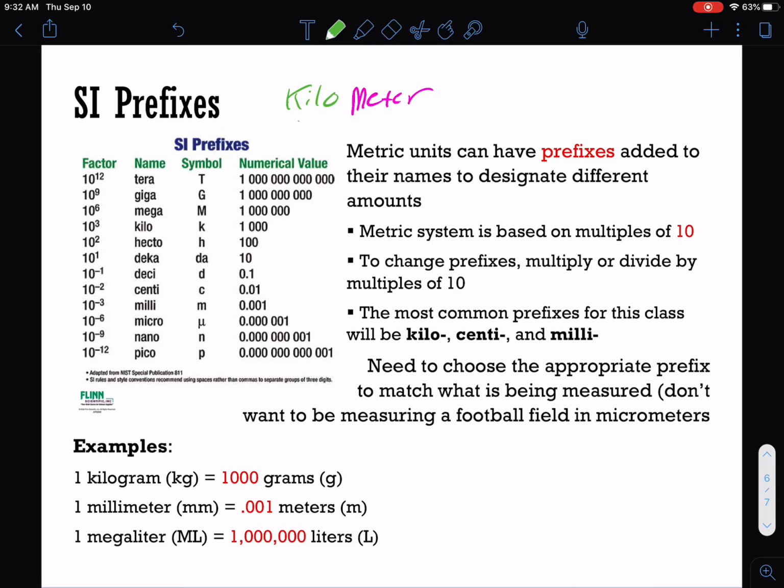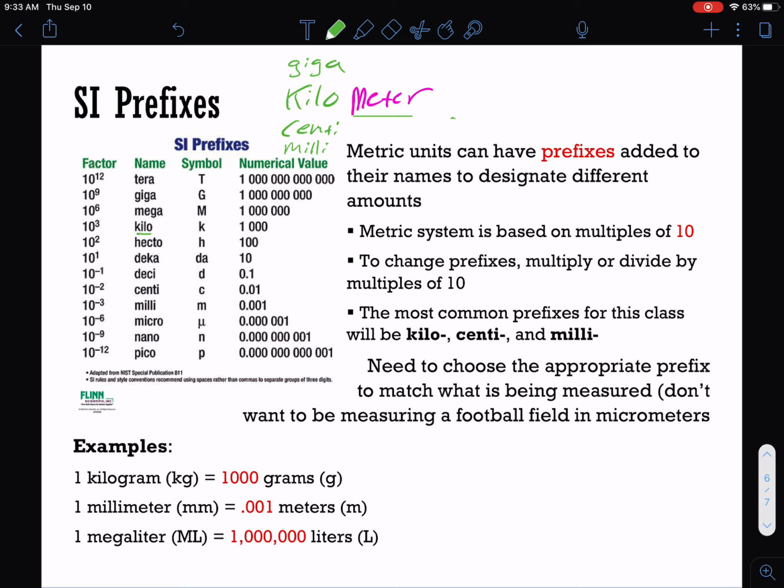You could have a centimeter. You could have a gigameter. You could have a millimeter. And all of those, it's telling you a different amount. The word meter is your root word, your base word. And then kilo is your prefix. Centi is your prefix. Milli is your prefix. Giga is your prefix. And each one of those prefixes is telling you a different amount.